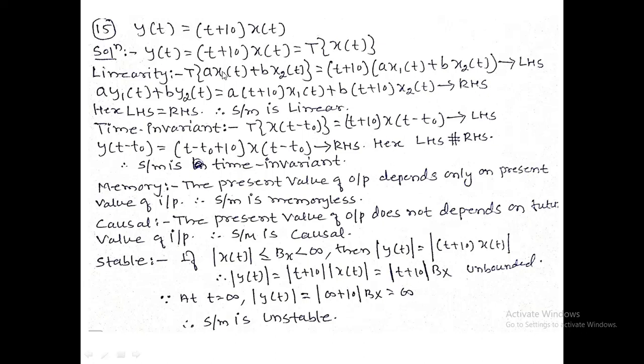This is equal to t plus 10 multiplied with input. T plus 10 multiplied by input. What is the input in time invariant? X of t minus t naught. This is LHS. RHS, y of t minus t naught.